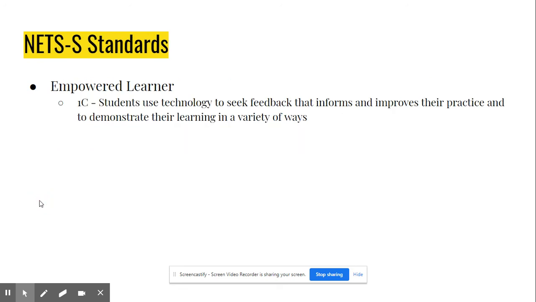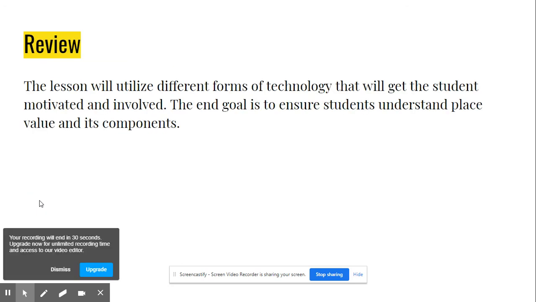Then it also follows along with the NETS standards, which is Empowered Learner. Students use technology to seek feedback that informs and improves their practice and to demonstrate their learning in a variety of ways. This lesson will utilize different forms of technology that will get the student motivated and involved. The end goal is to ensure students understand place value and its components. It's extremely important for them to get place value, that way they can start catching back up to where they need to be.